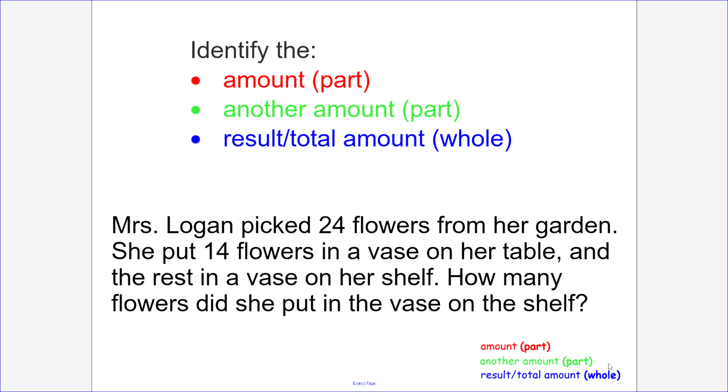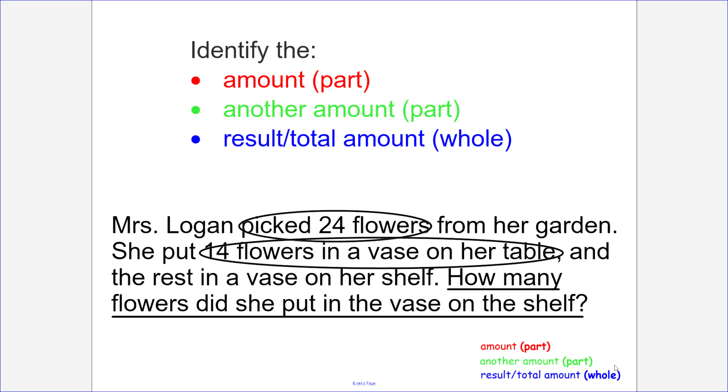What are the pieces of information in this story problem? One of the pieces of information is that Mrs. Logan picked 24 flowers. What is the other piece of information? Yes, the other piece of information in this problem is that she put 14 flowers in a vase on her table. What is the question in this story problem? Oh yes, the question this problem is asking is, how many flowers did she put in the vase on the shelf?